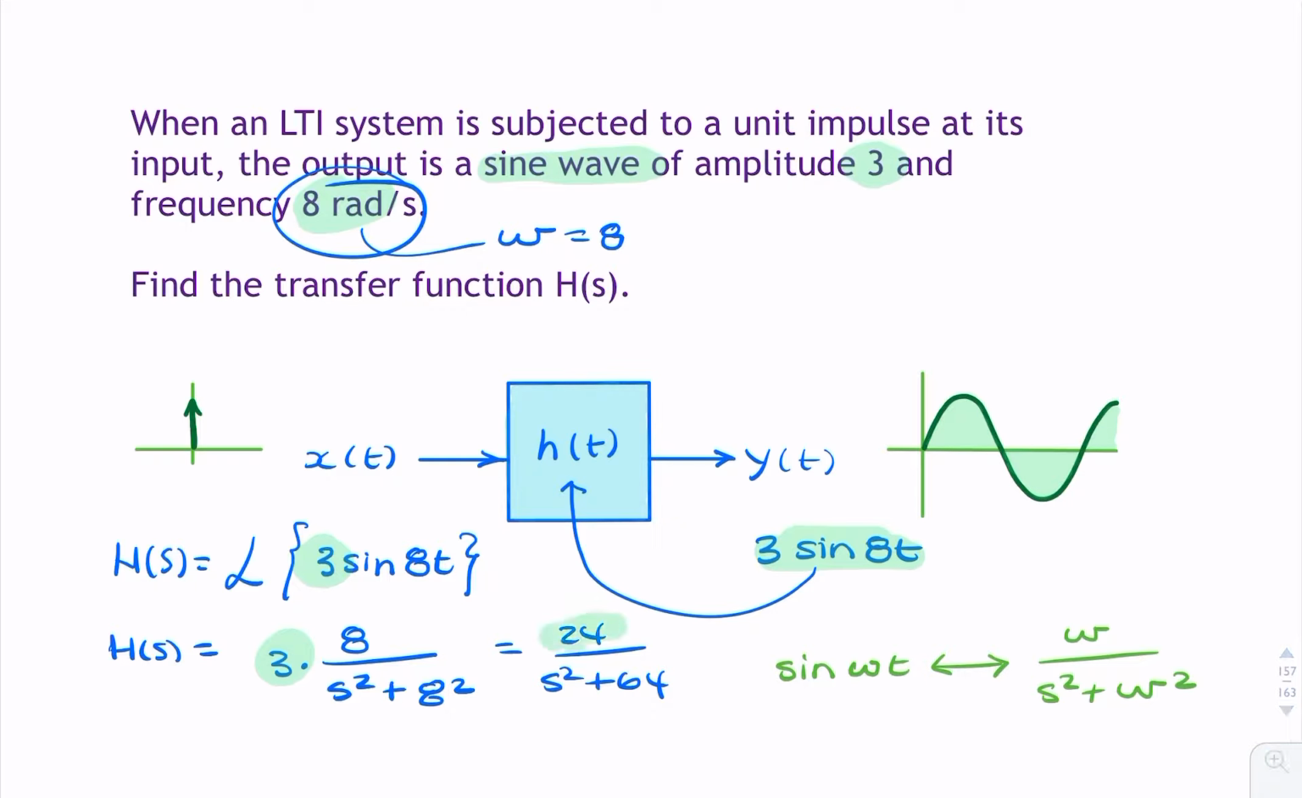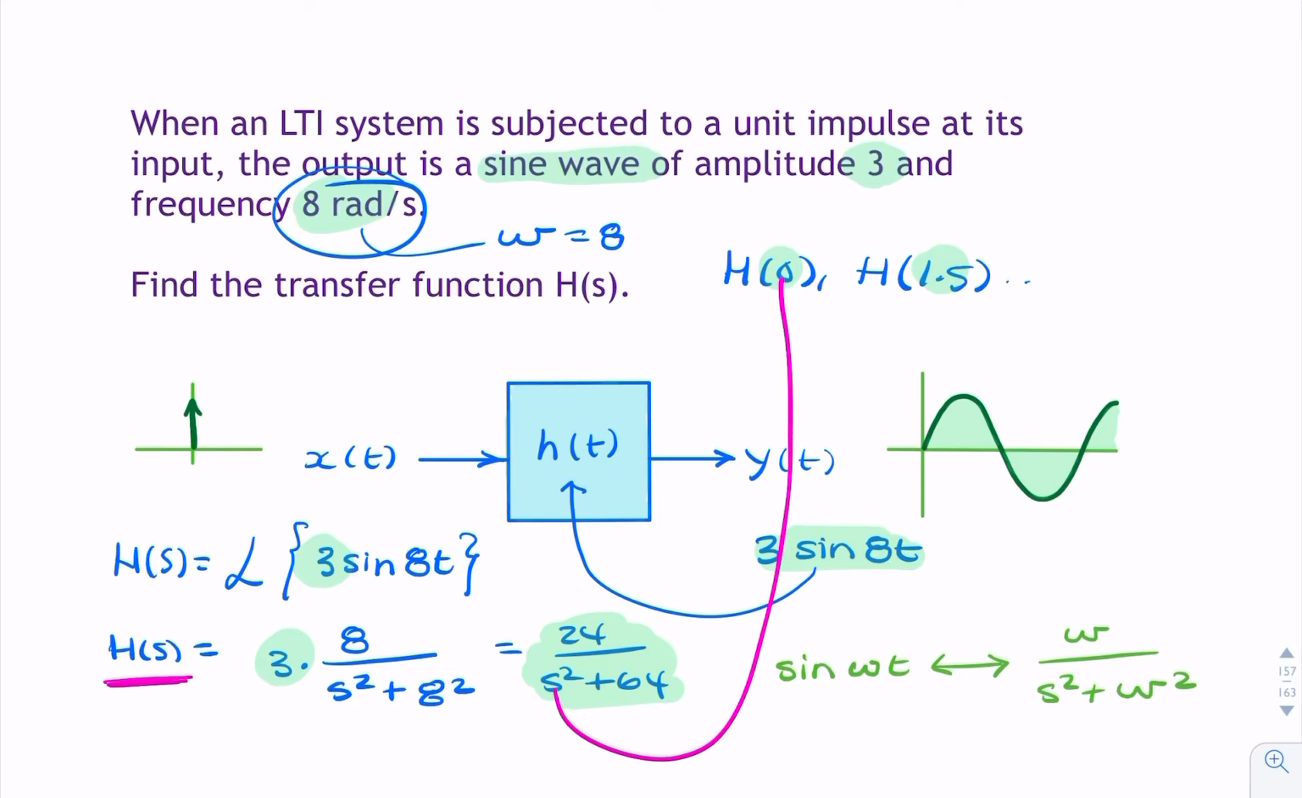So this is my final answer for the Laplace transform. If the question happened to ask for, say, h of 0 or h of 1.5, all we need to do is substitute the values for s here with 0 or 1.5. So this is the expression that we found for h of s, and if we need to find a specific value for a particular value of s, we simply replace s in the expression for h of s.